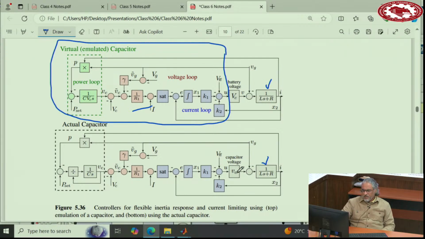But here, let's say you have an actual capacitor. So there is an input power coming to this capacitor minus the output power of this capacitor, which goes through the dynamic of the capacitor and generates the voltage. Now measure that voltage, subtract it from the DC value, and then take this VG minus VG nominal rated value, and multiply by omega gamma 1 over R1, and that generates your reference for the current.